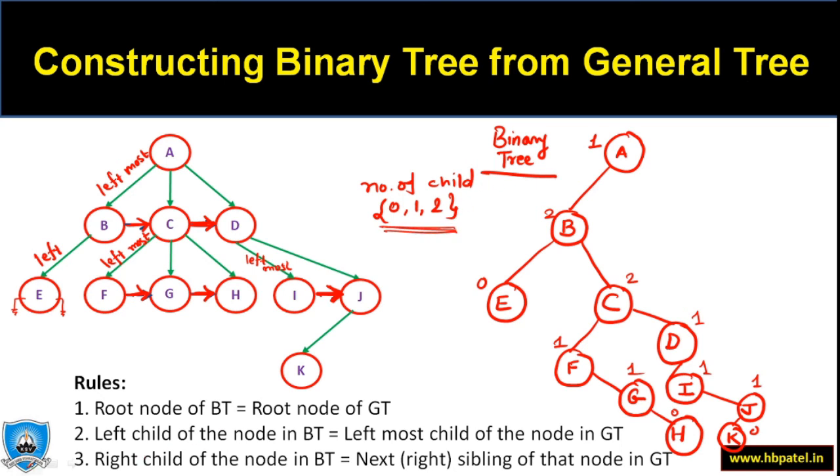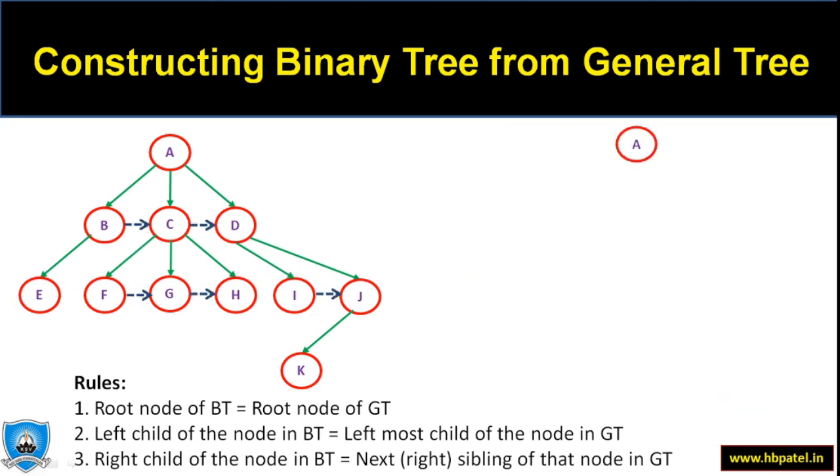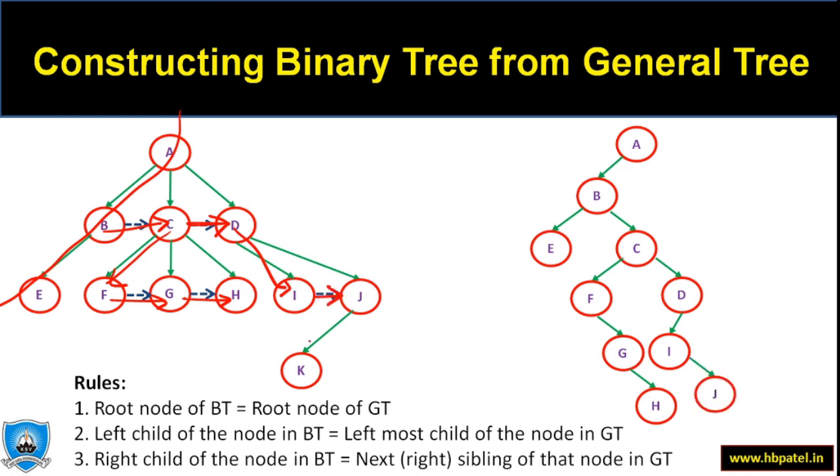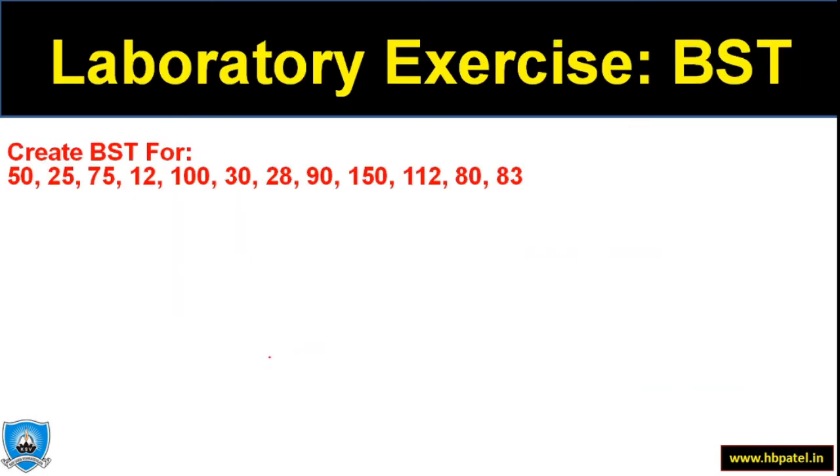If I draw this whole thing again, you can see from A, then left is B. Now the right part of B is C, then the left part of C is F, then right of F is G, then right of G is H. Now come back to the right of C. Right of C is D, then the left part is I, then right of I is J, and left of J is K. So this is how we construct a binary tree from a general tree.